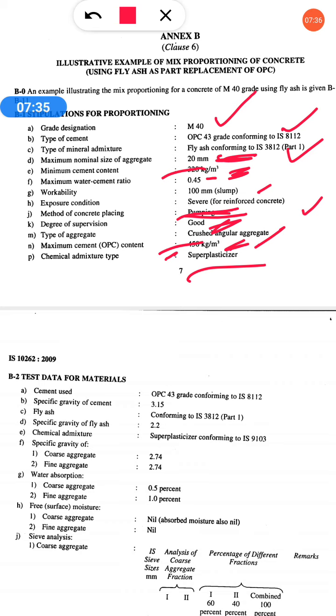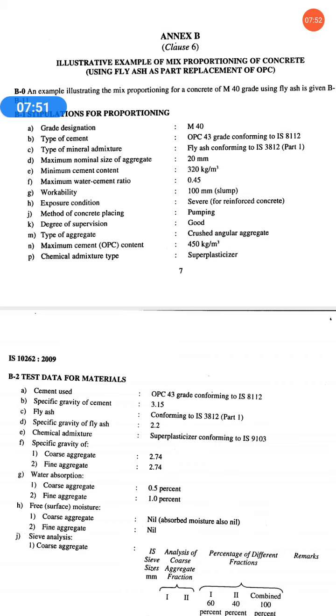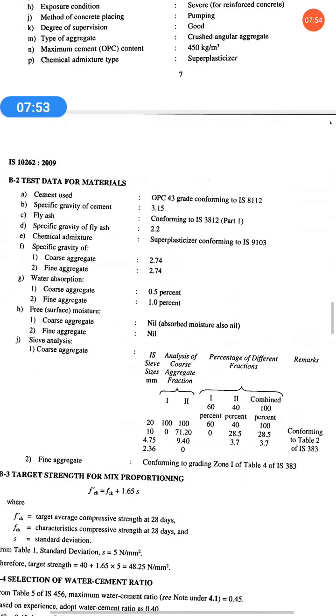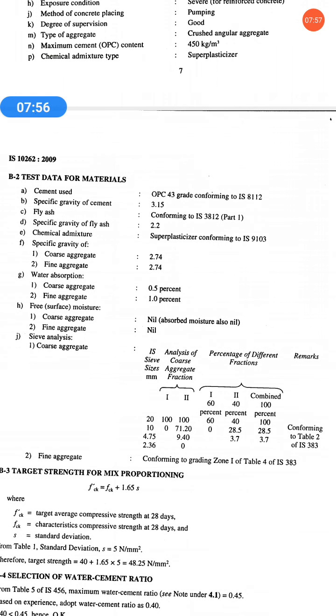What are they? Again I am repeating: the chemical admixture, then method of concrete placing like pumping, and the mineral admixture like fly ash. Okay, so these are the three things. Now in the last lecture I have told you all the basic steps. So now in what way you have to modify those steps, because you are using three additional things here.